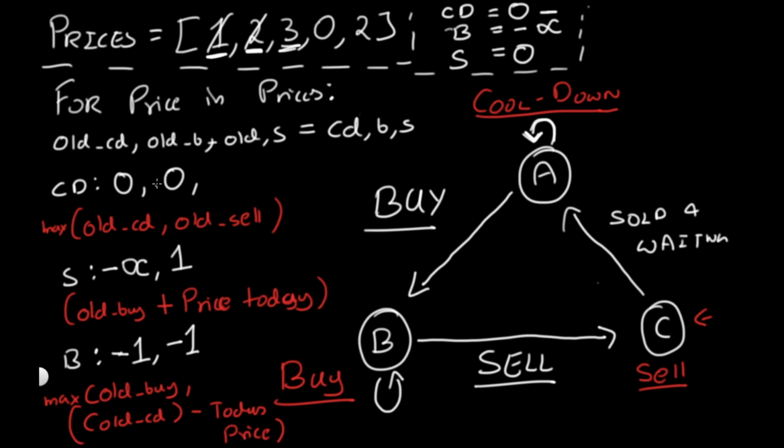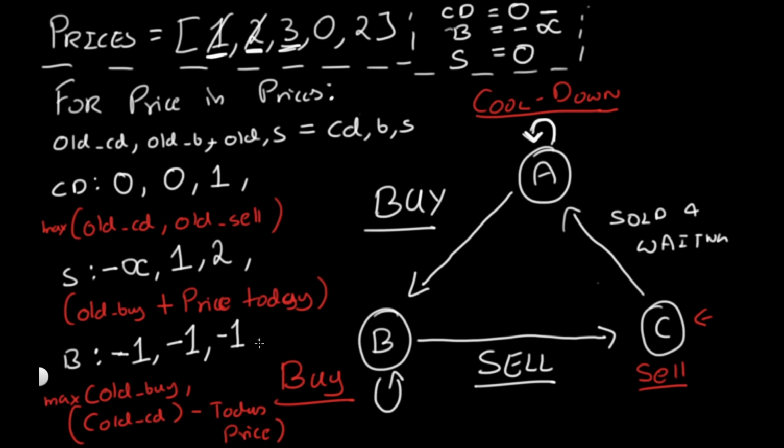For 3, we're going to compare between old cooldown and old sell. So 0, 1, obviously 1 is larger, so it becomes 1. And then we have 2 for our sell because we're selling it. So the old buy plus price today. Negative 1 plus 3, which is 2. And then over here, we're going to compare negative 1 to if we had bought today. So 0 minus 3 is negative 3. So obviously negative 1 is still better.